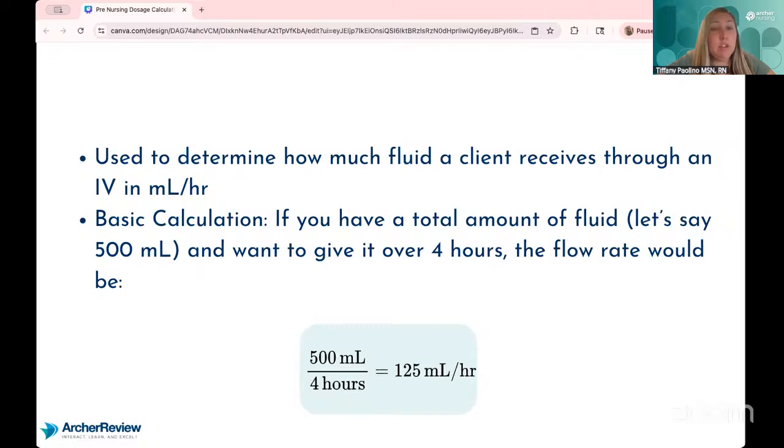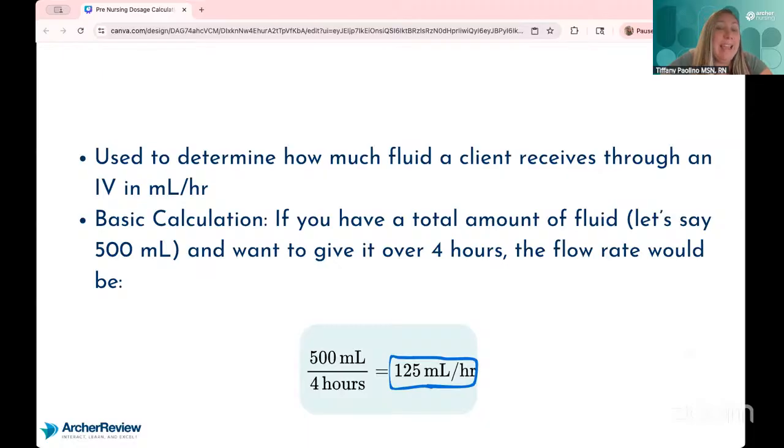So if you have a total amount of fluid, I'm giving an example here. Let's say we have a 500 milliliter bag and they want you to give it over 4 hours. All you do is divide it. You divide the total volume by the amount of time, and as long as my answer is in milliliters per hour. So this is essentially what I would set my pump to, 125.